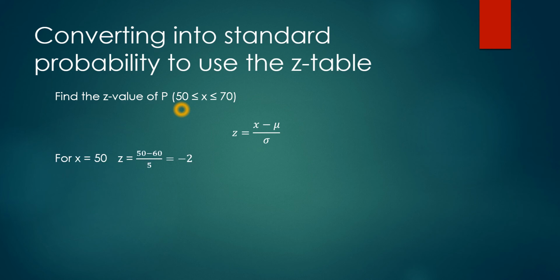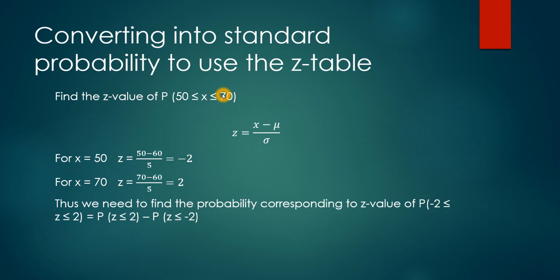So let's convert this 50 into the standard normal distribution. We are going to get minus 2, and for the other value we are going to get 2. So instead of finding the probability that a given value of x is between 50 and 70, we are going to find the probability that the standard normal variable z is between minus 2 and 2. So here we converted this generic normal distribution into the standard normal distribution.